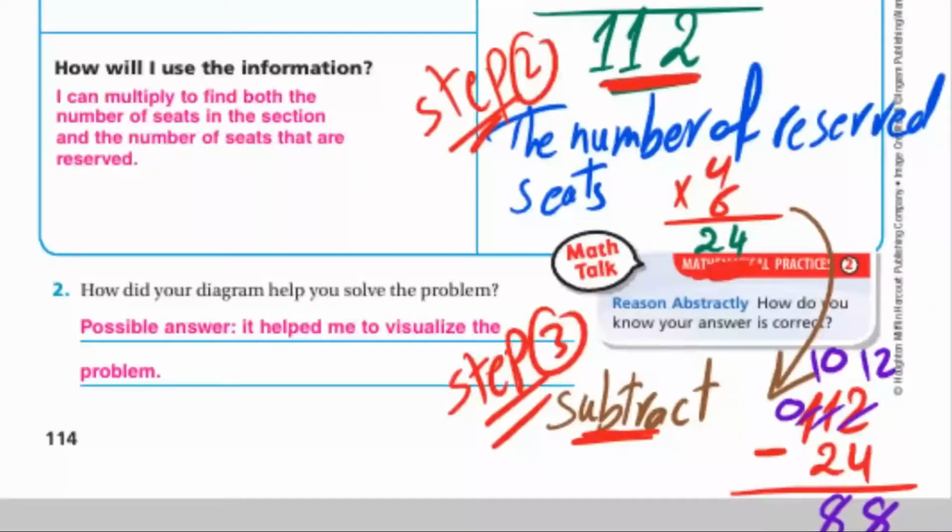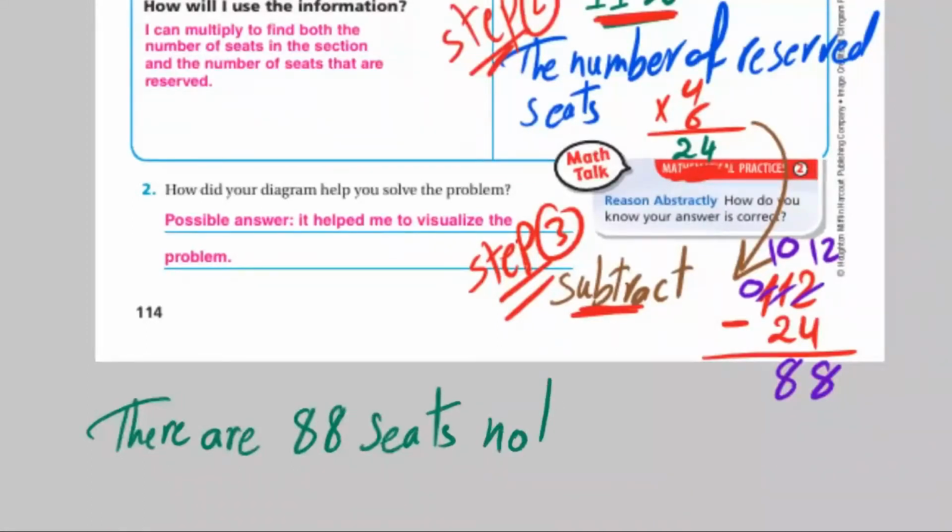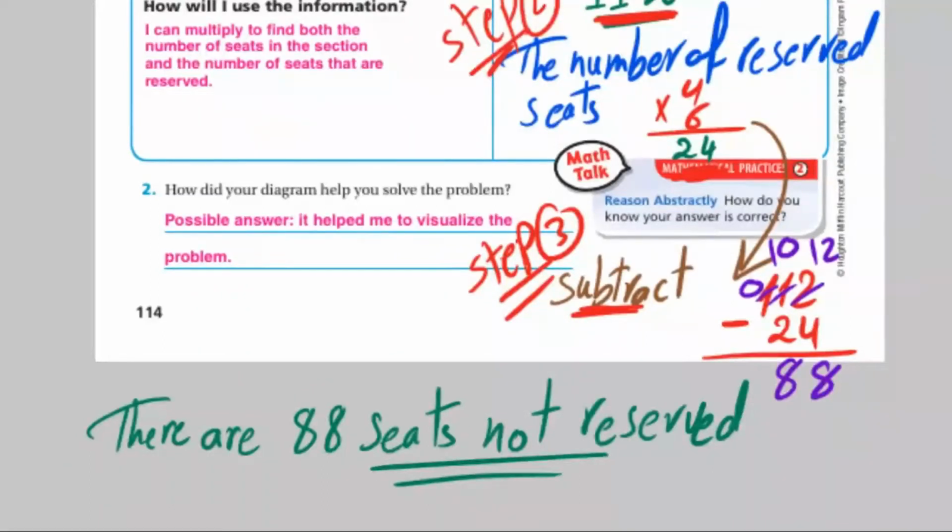So we can say here, let's make a space like that, there are 88 seats not reserved. That's our answer.